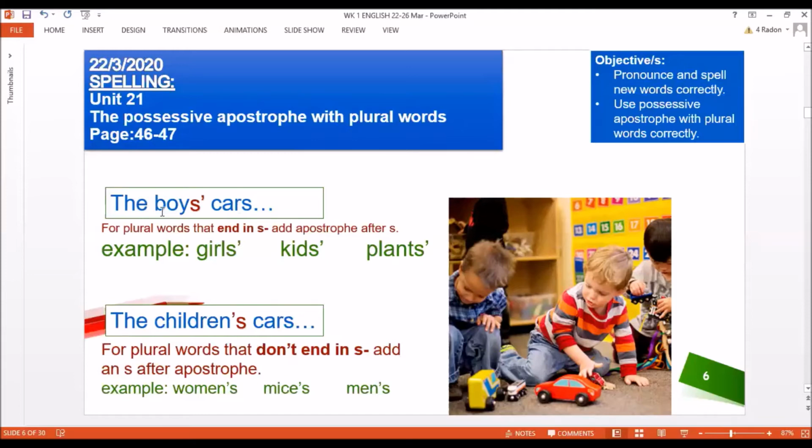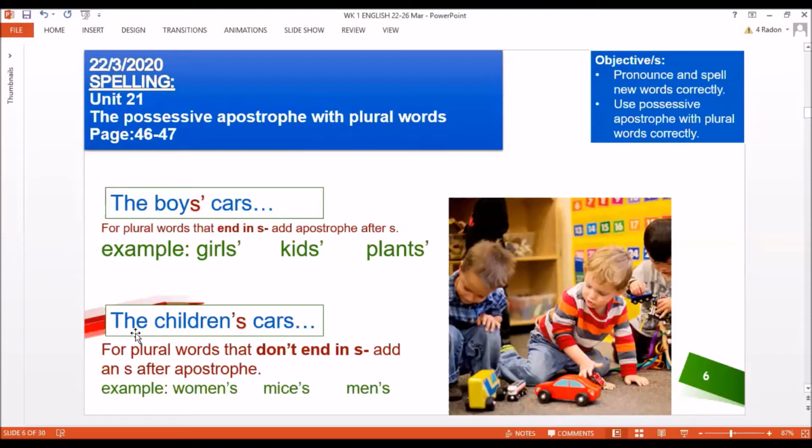It is because if the plural form of the word ends with S, we just add apostrophe. So our rule is for plural words that end in S, add apostrophe after S. Other examples are girls', kids', plants'.